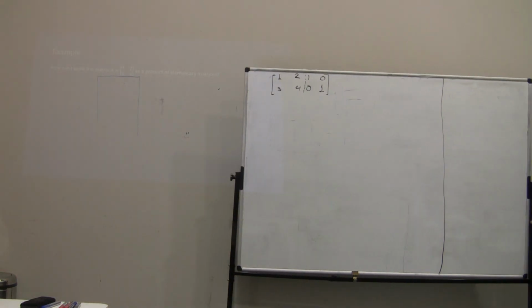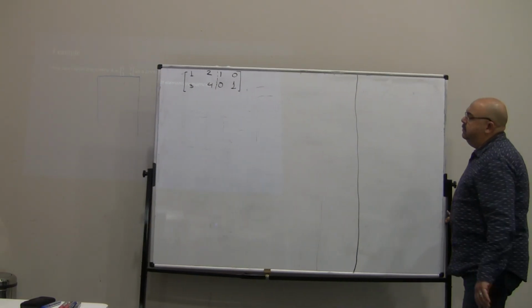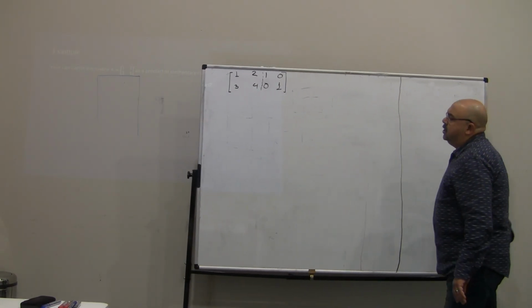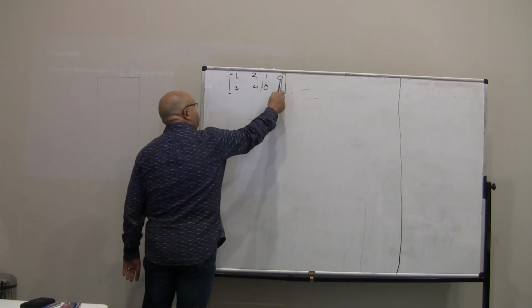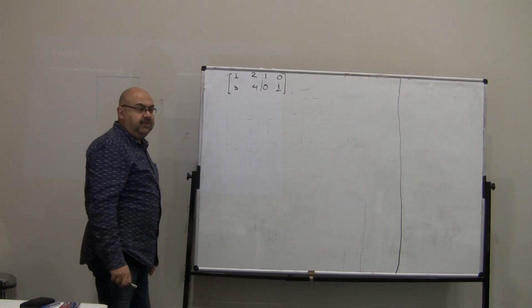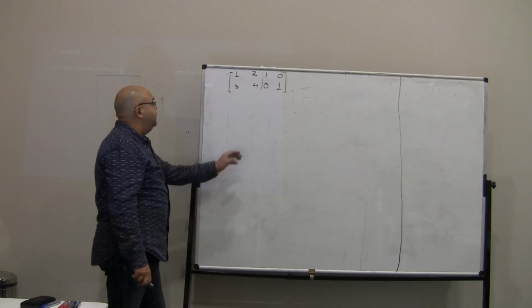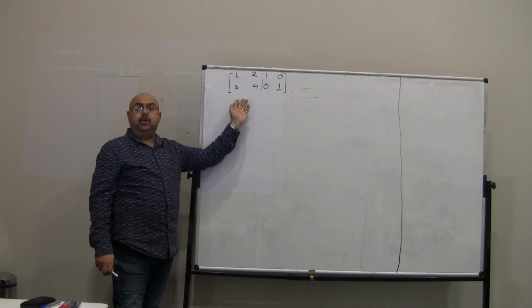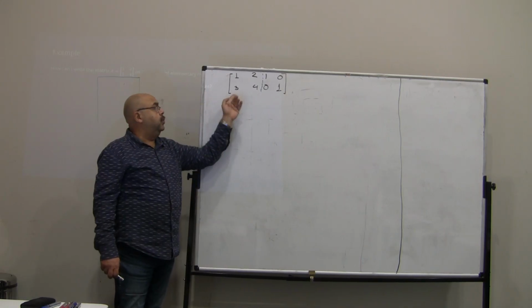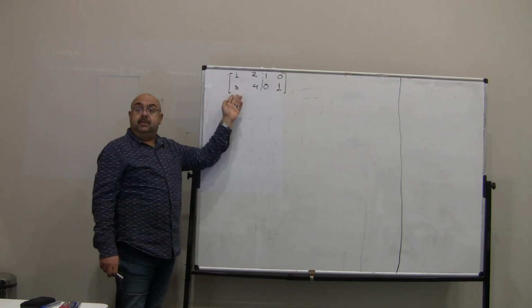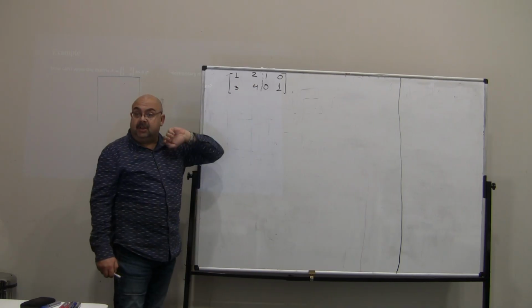Okay. Let's focus on this problem step by step. I have 1, 2, 3, and 4. This is the unit matrix, which is 1, 0, 0, 1. The first step, what we understand from the row operations, is that if we succeed using row operations to transform this matrix into a unit matrix, we will get the inverse beside it.